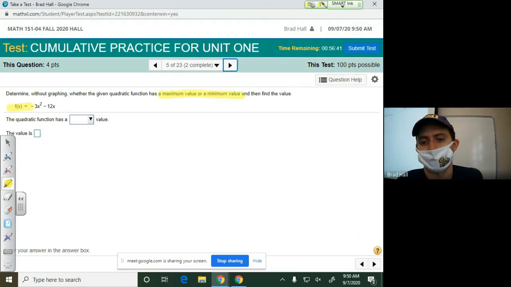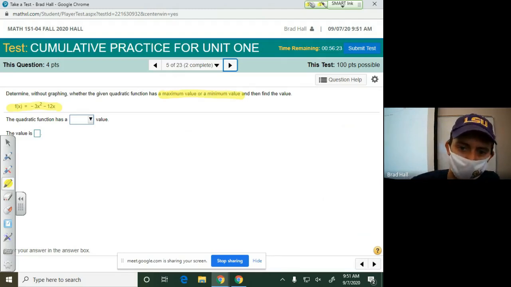Maximum minimum value, and we have a quadratic. This may be familiar. This is exactly what we did. This is the same exact problem. And again, problems like this will show up on that homework that's due Tuesday.